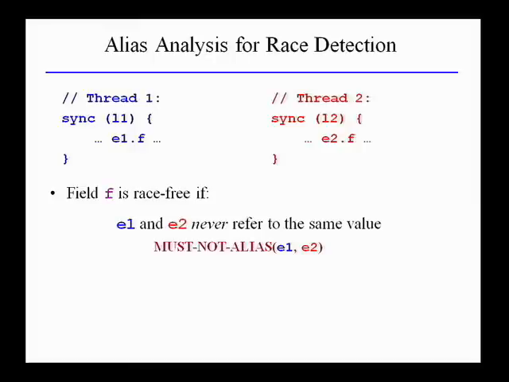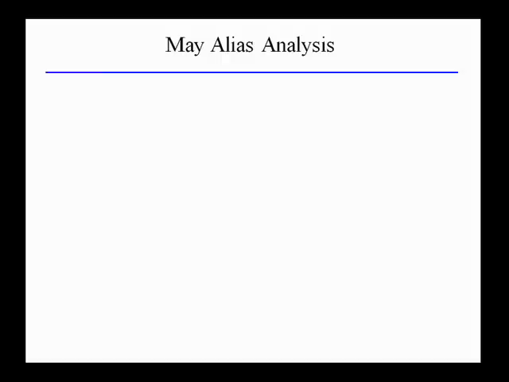Now, must not alias is actually not quite the standard term that people use. The way people usually compute that is they compute a may alias analysis to figure out first which pairs of things might refer to the same location. And then the complement of that set are the things that can't possibly refer to the same location. So if 2 things cannot may alias, then they must not alias.